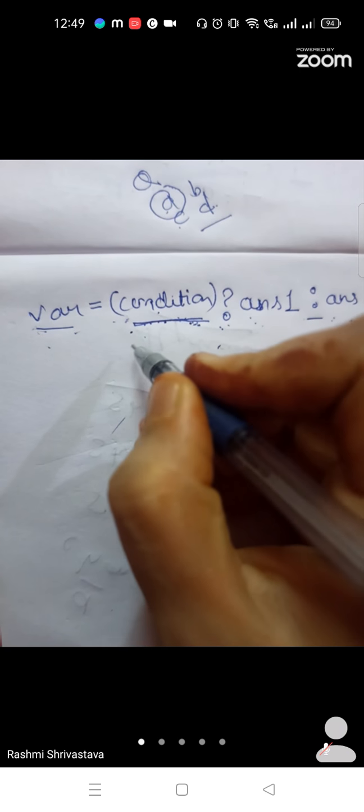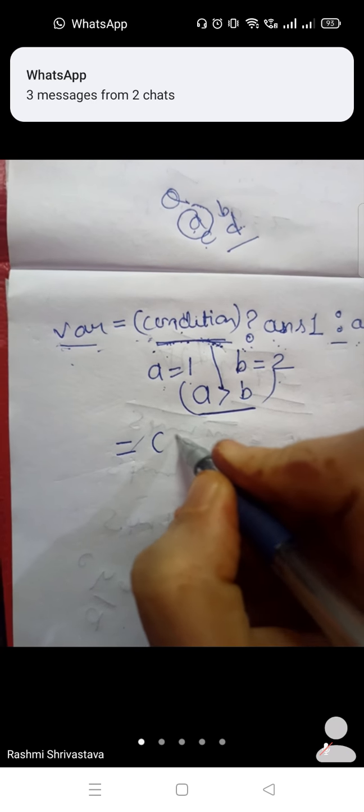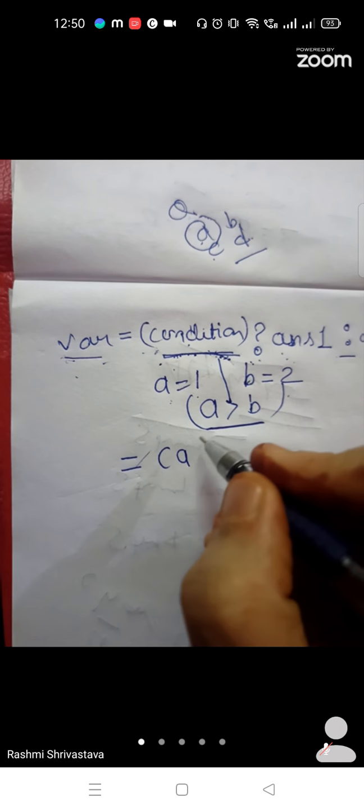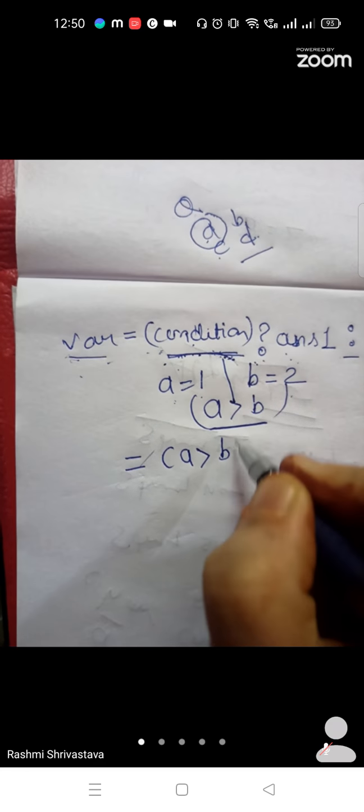Take an example. I am initializing the value of a as 1 and b as 2. Now I want to check which number is greater between a and b. This is going to be my question. So the condition I can write like this: whether the value of a is greater than b or not. This is my question. This question I will put into my condition. My question is whether the value of a is greater than b.